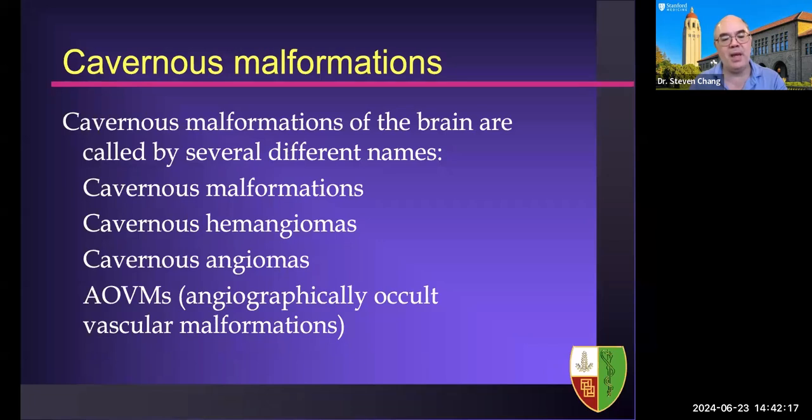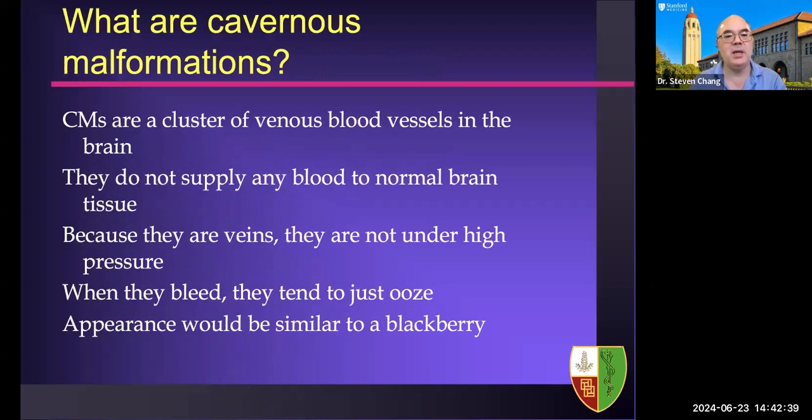What many vascular malformations do is they show up on an angiogram, which is a dye study looking at blood vessels. But cavernous malformations don't do that. And so they are occult, which is silent or not visible on angiograms, hence the term angiographically occult vascular malformations.